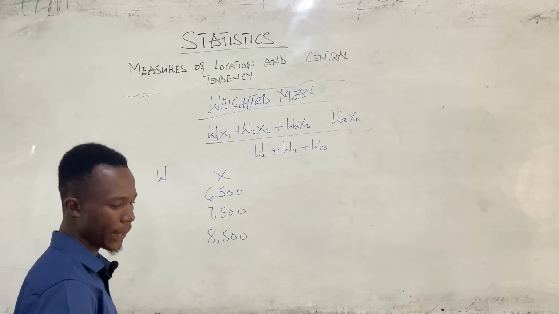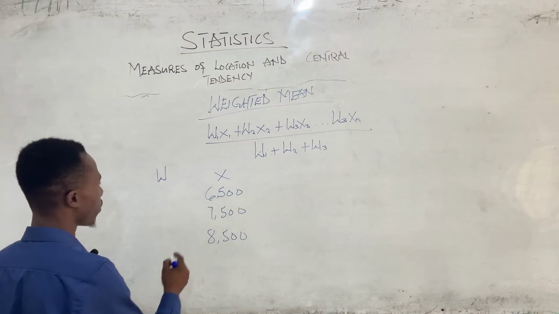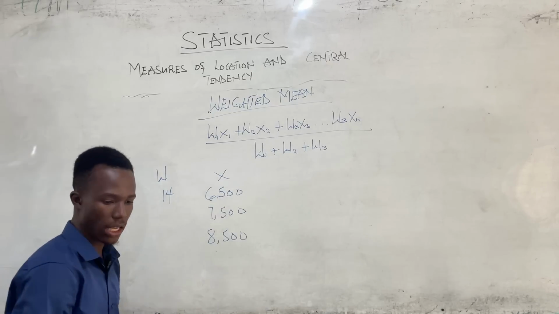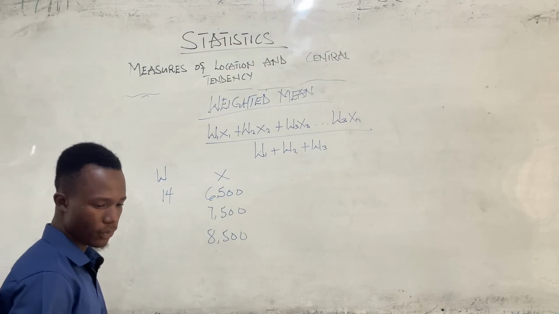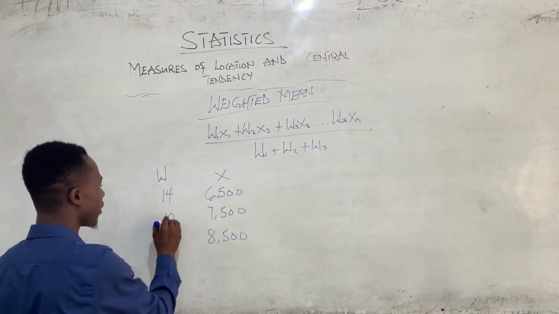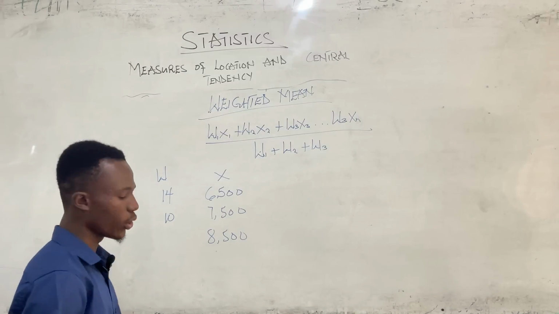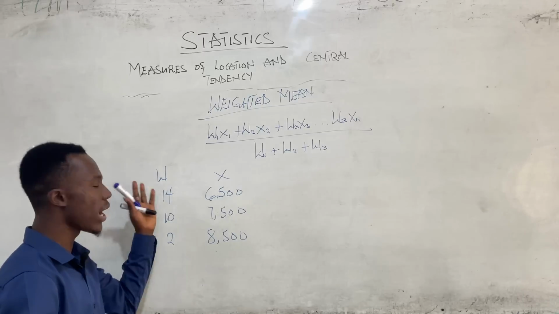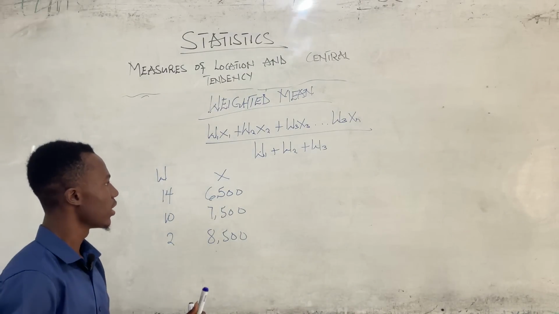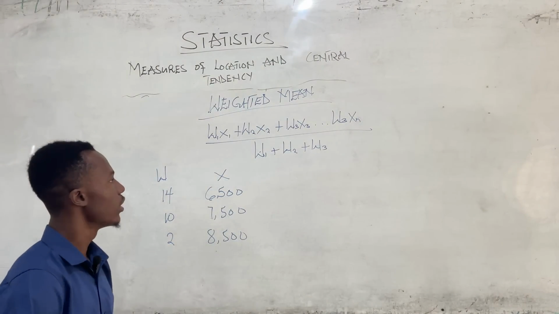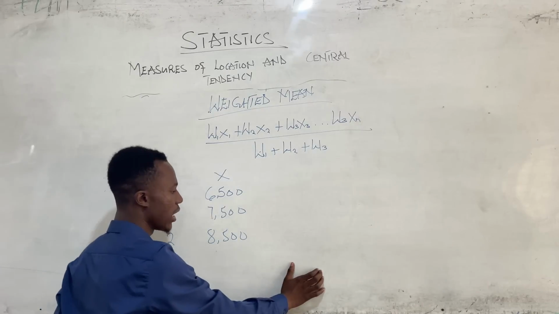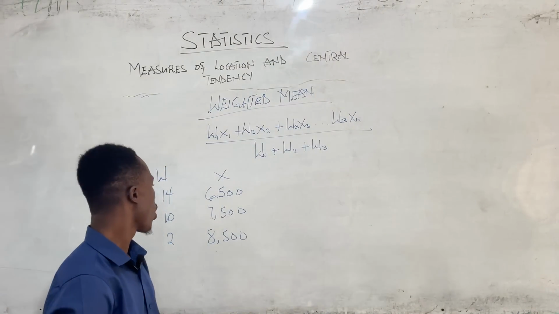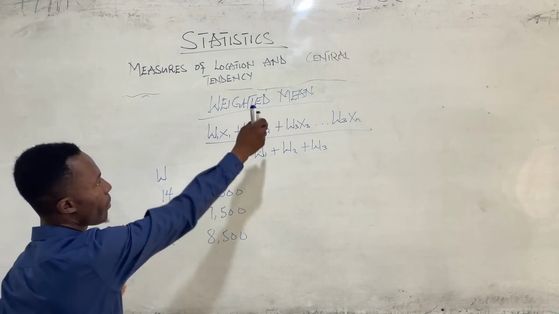They are saying 14 are paid at 6,500. So we have 14 employees who are receiving 6,500, 10 employees who are receiving 7,500, and 2 employees who are receiving 8,500. So we have the weights, and we have the X or the average. Now we are going to find the total salary, and we spread the total salary by the number of employees in the particular organization or firm. That is all about the weighted mean.